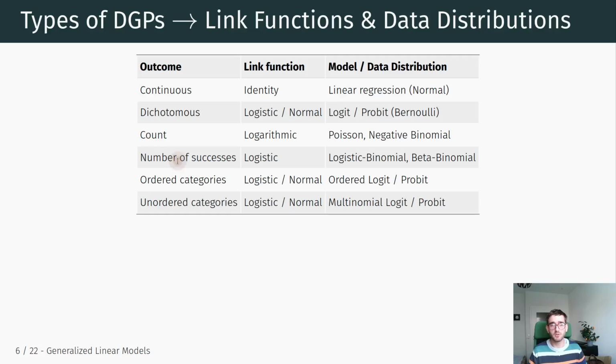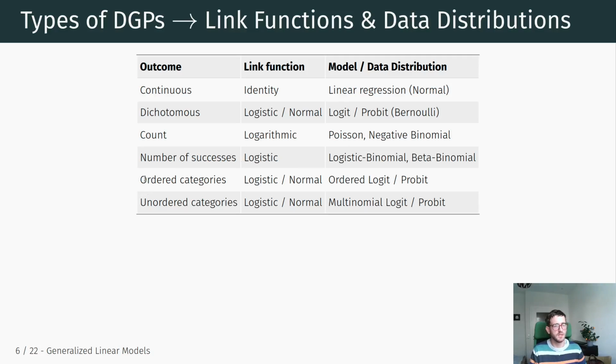We can also model the number of successes out of a set number of trials. Okay, this is different from counts because counts essentially are not bound. They don't have an upper bound, right? You can basically count up to infinity theoretically, but if you count the number of successes out of a set number of trials, where the number of trials differs between individual observations, then that's a slightly different data generating process. You can model this using a logistic binomial or a beta binomial, depending on whether you have overdispersion.